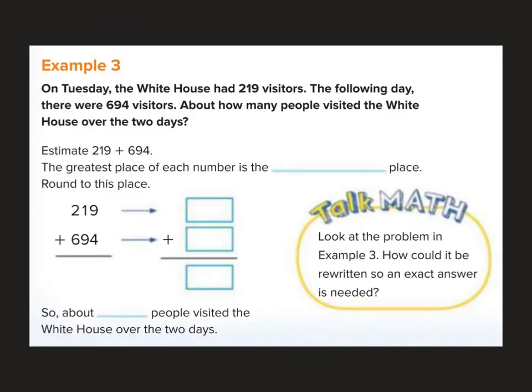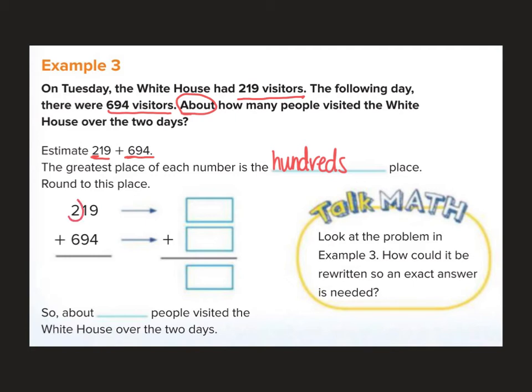Example 3. On Tuesday, the White House had 219 visitors. The following day, there were 694 visitors. About how many people visited the White House over the 2 days? So I'm going to estimate 219 plus 694. The greatest place of each number is, we've got our 2 and our 6 are both in the hundreds place. Hundreds place.